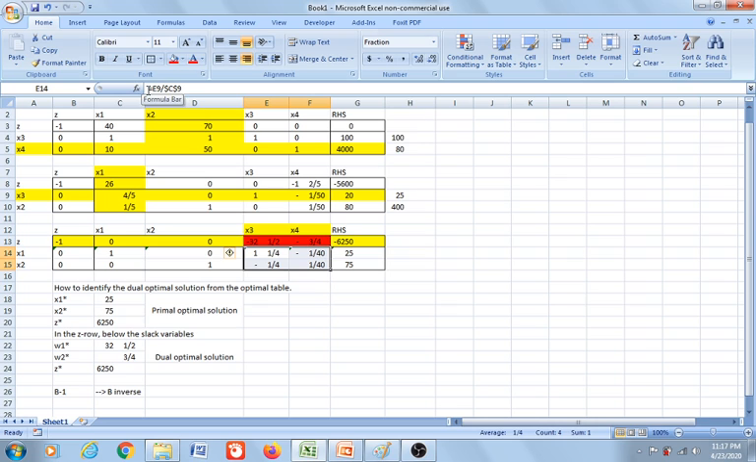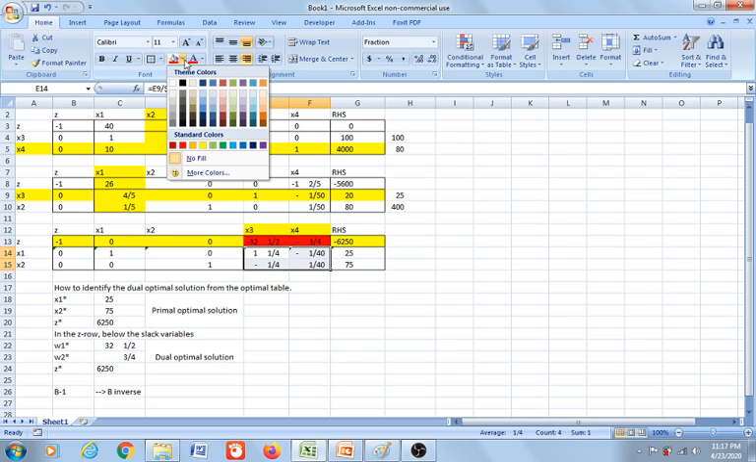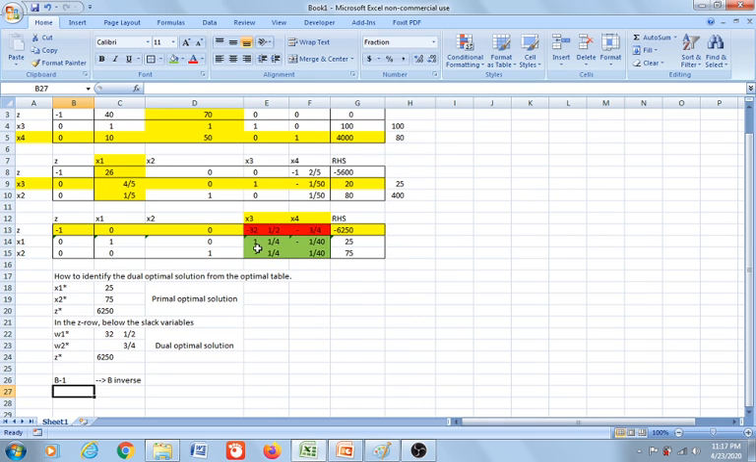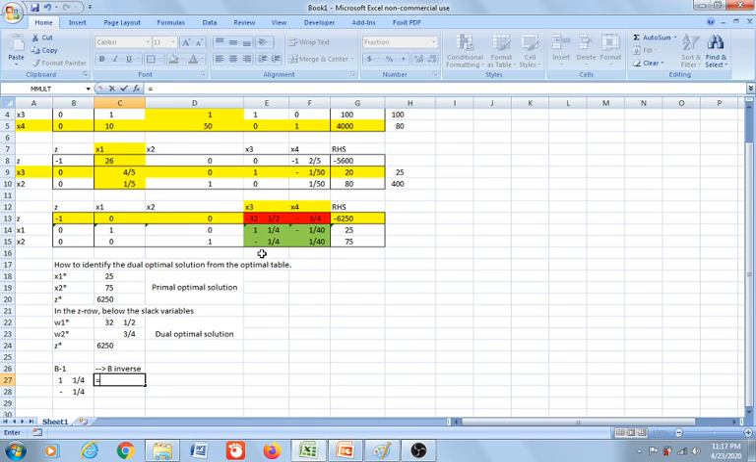So this is the B inverse matrix. What is your B inverse? The B inverse is 1.25, minus 1/4, minus 1/40 and 1/40. Okay, so that is the B inverse.